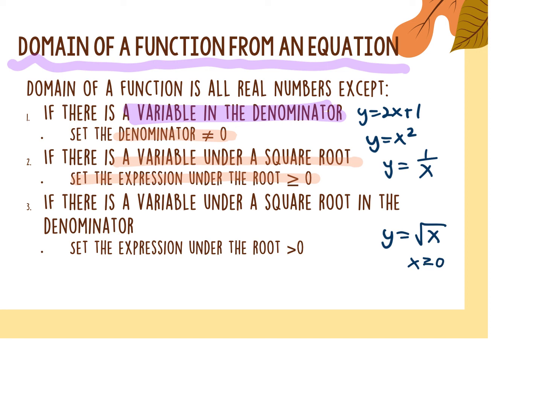The third is the overlap of the two. There's a variable in the denominator underneath the square root. Now, it still can't be negative because I can't square root a negative, but it can no longer be 0 because it's in the denominator. So now for that one, we set whatever's underneath the square root greater than 0. It's no longer greater than or equal to. So those three things are restricted. Anything else is all real numbers.